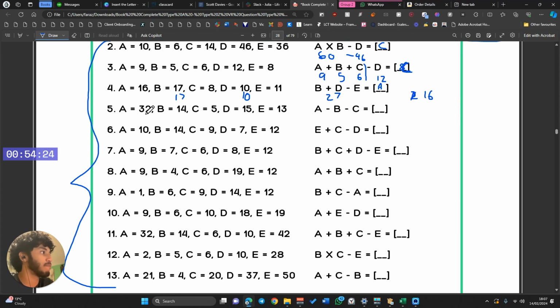So A is 32, B is 14. Let's just minus those very quickly. That's going to give us 22 and then 18. So far we've got 18. And we just have to minus the C from it as well, which is 5. So that gives us 13, and that gives us E. Hopefully you're following along.